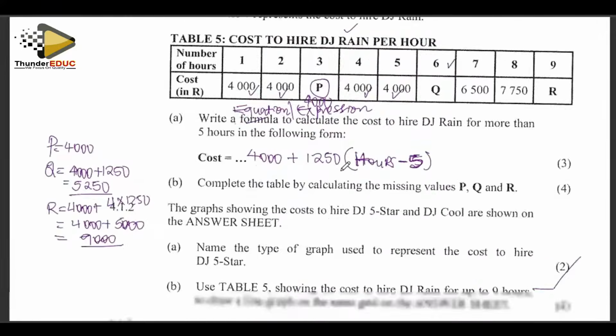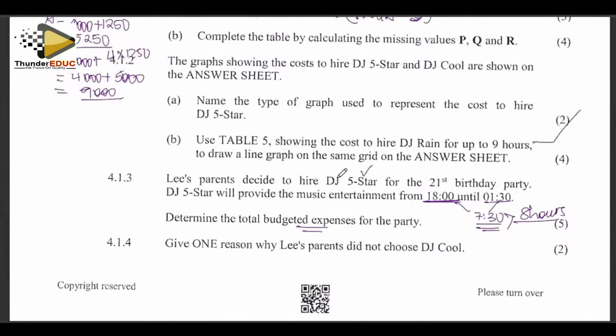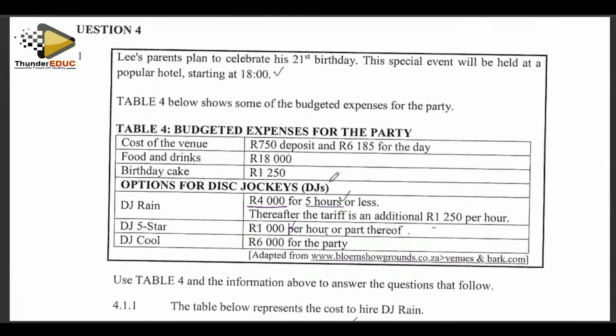All right, now expenses, that's what we are looking at. How much are the budgeted expenses? So we shall come here. First and foremost, we are supposed to look for the hours. It's going to start from 12 to 1 to 1:30. When you do your calculations, you find 7 hours, 30 minutes. So we are saying these are 8 hours. How much will the DJ ask? The DJ will ask for 8 hours times 1,000. So you calculate that much, then add on these other values here.